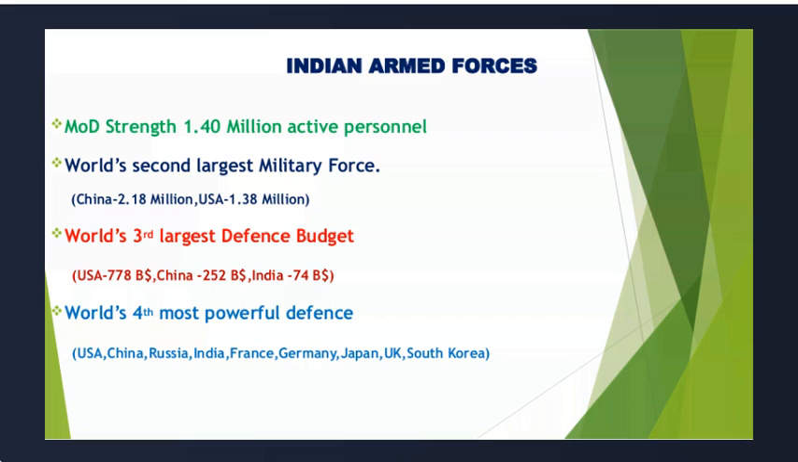As far as budget is concerned, here I have mentioned the 2020-21 budget, but in the 2021-22 budget there are slight variations. The US budget for 2020-21 was $801 billion.